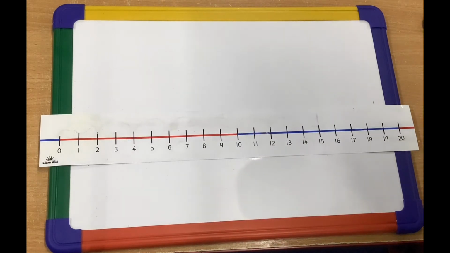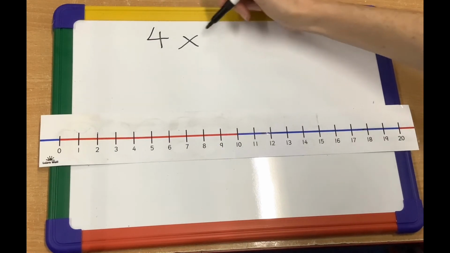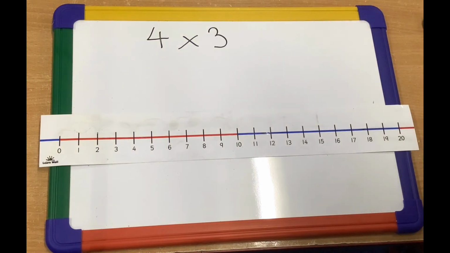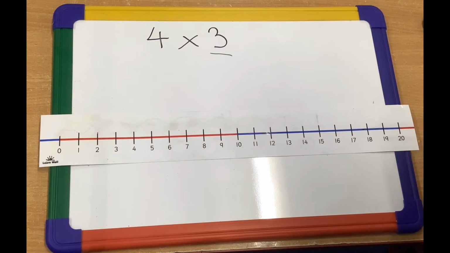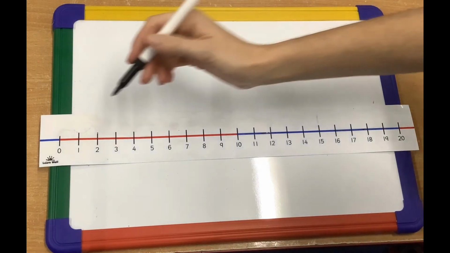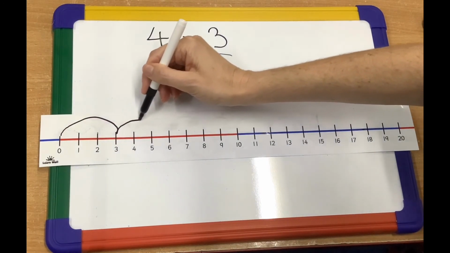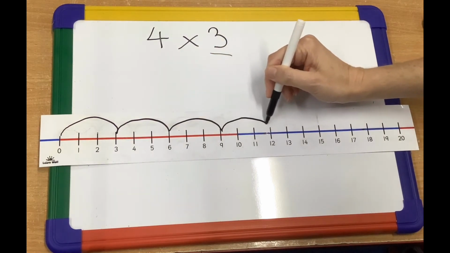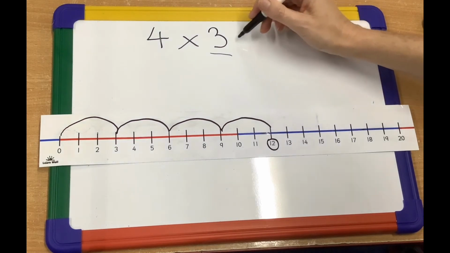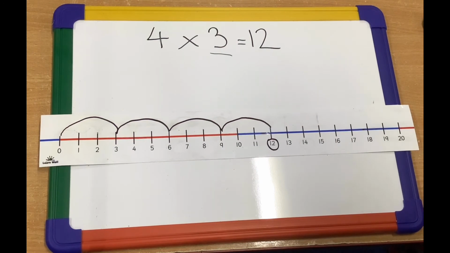So let's try it with a multiple that we haven't practiced before. Let's try 4 times 3. So we're going to start off by counting in the 3s. We're going to do 4 jumps and there's got to be 3 in each jump. So I'm going to start at 0. It's 1 jump of 3, 2 jumps, 3 jumps, 4 jumps, and the answer is 12. 4 jumps, 3 in each jump makes 12.